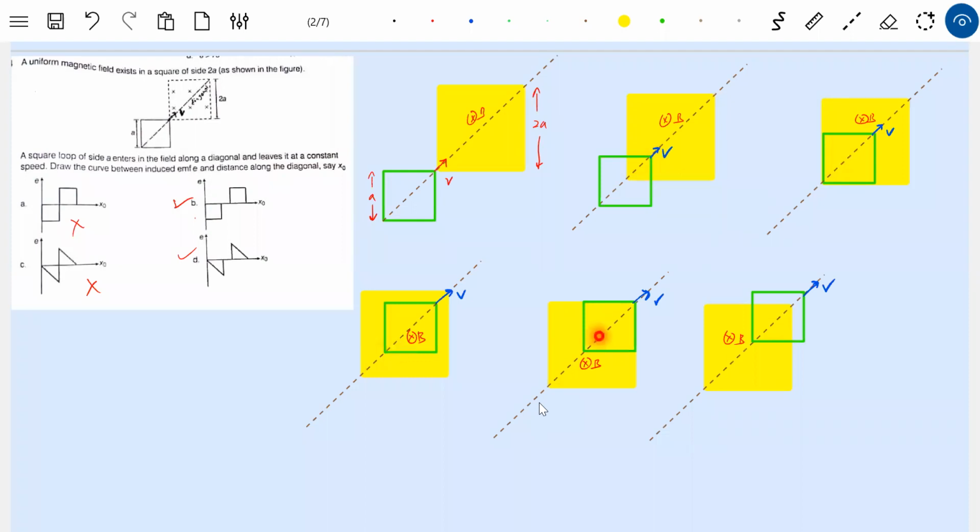Then you can see this. Again the effective area starts decreasing. The very next moment finally it will emerge out. The effective area decreases. So we know EMF induced equals B into dA by dt. Area decreases. What will be the effective rate of change of effective area?